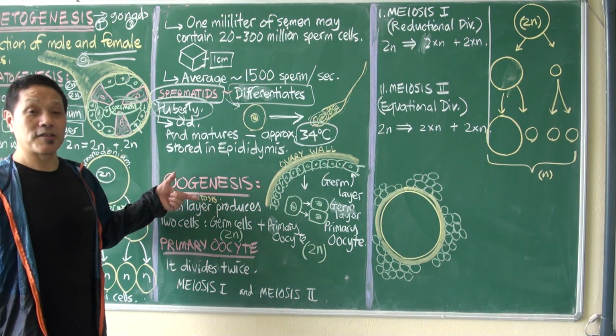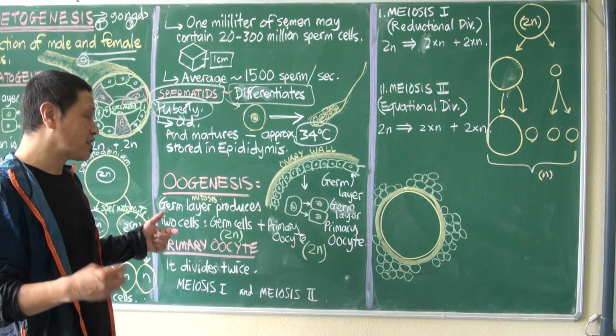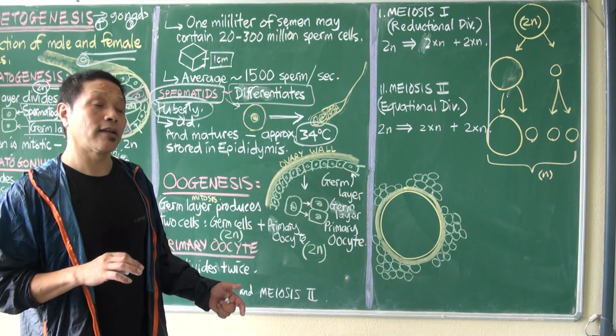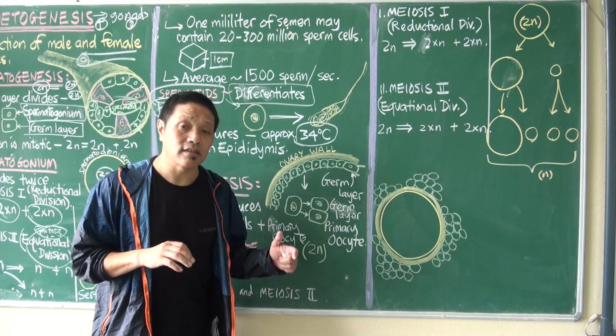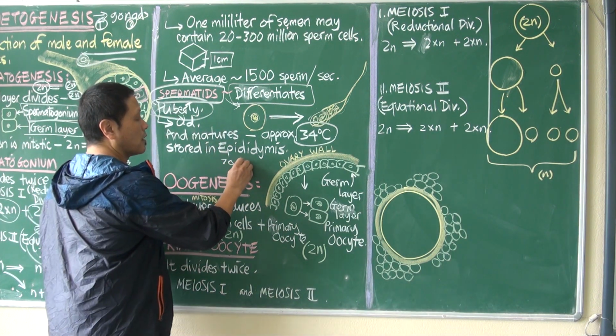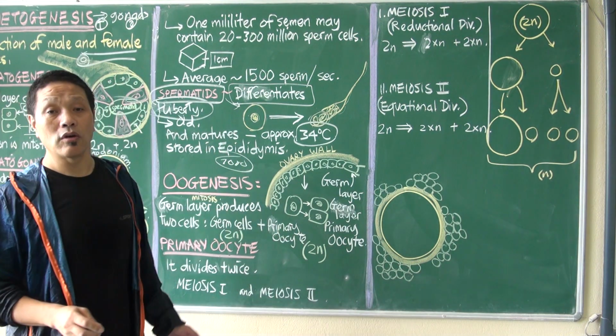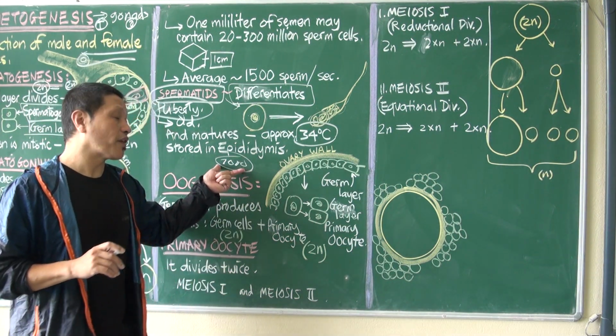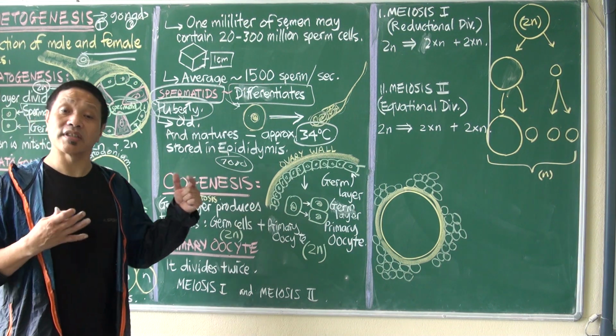Okay, oogenesis, it's the production or development of the egg cell. Now we said earlier that the ovary already contains around 7,000 potential egg cells. When a female girl is born, she already has 7,000 potential egg cells.